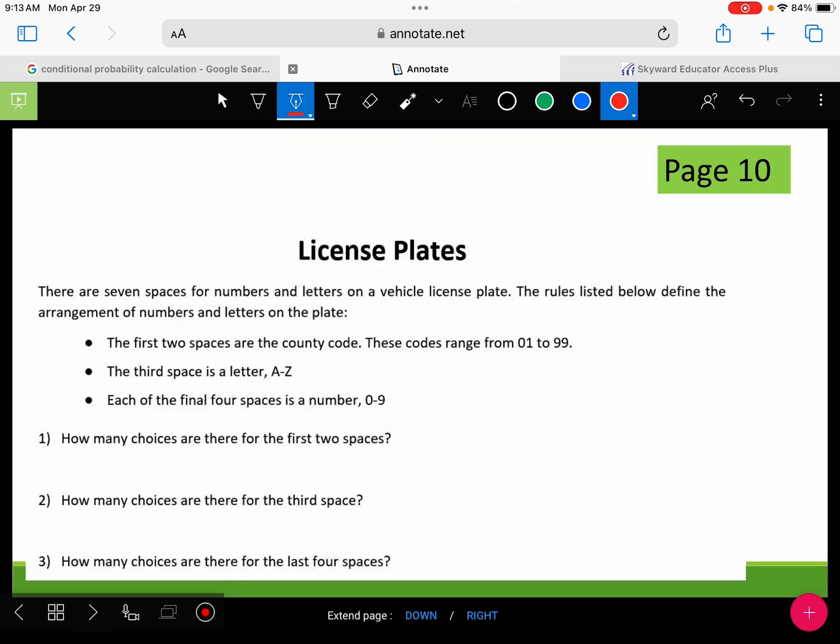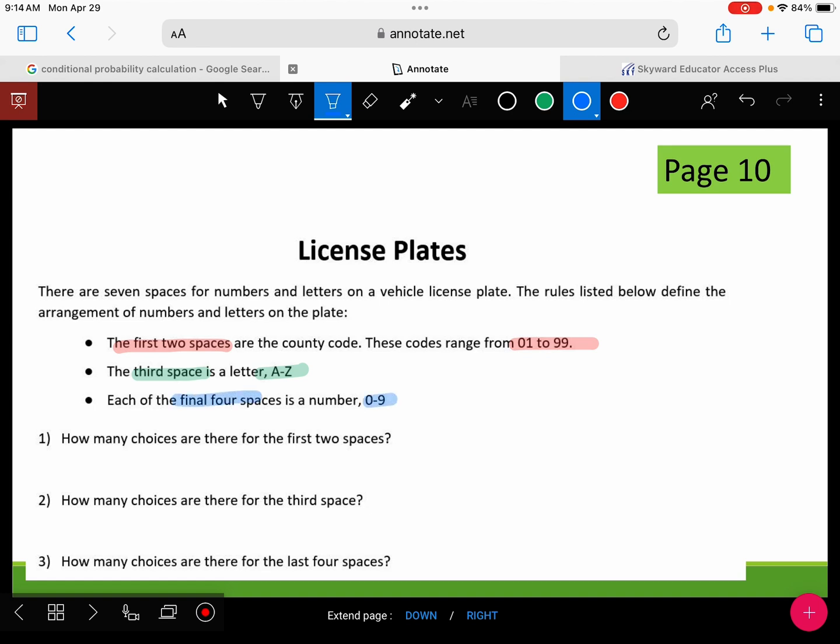All right, so let's go ahead and finish out page 10. So now we're talking about license plates. On the license plates, it says that the first 2 spaces is a number between 1 and 99. The third space is a letter. And then the last 4 spaces is a number between 0 and 9.